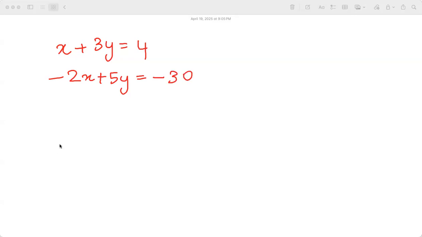Okay, let's try one. How about this? I'm not going to solve this for you. I told you the concept, you're going to try. That's the difference. x plus 3y equals 4, minus 2x plus 5y equals minus 30. Can I get the value of x comma y, which is a unique solution? Please use only substitution. You don't need to use any other process.